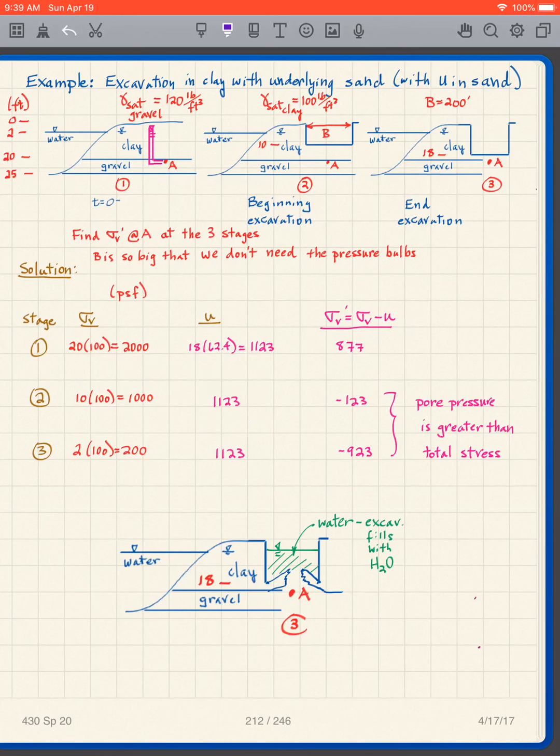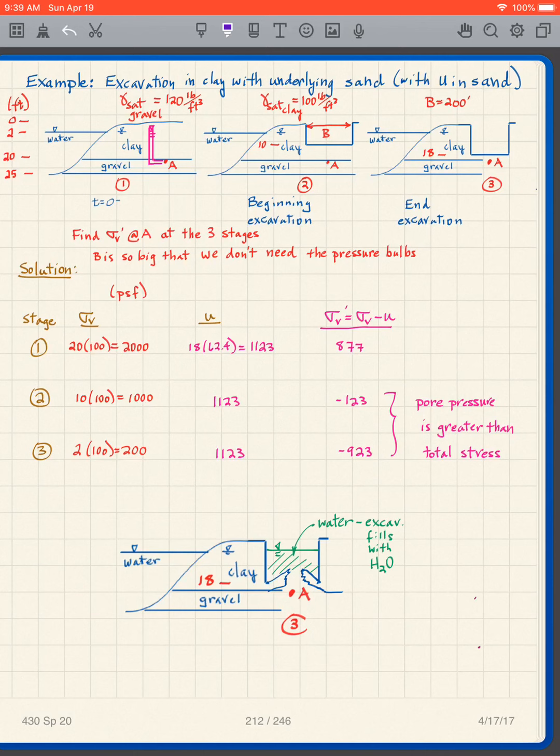What are those negative stresses? That means that the pore pressure is greater than the total stress. If the pore pressure is greater than the total stress, what's going to happen? In other words, this pore pressure comes up here, and it is greater than the weight of the overlying clay here.